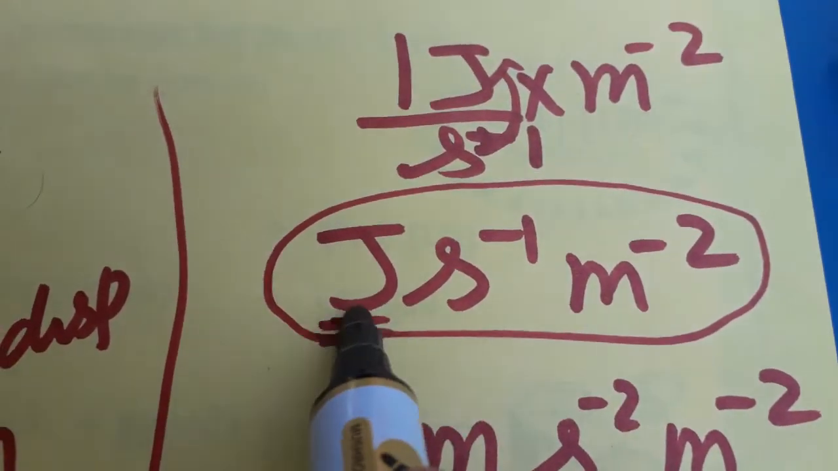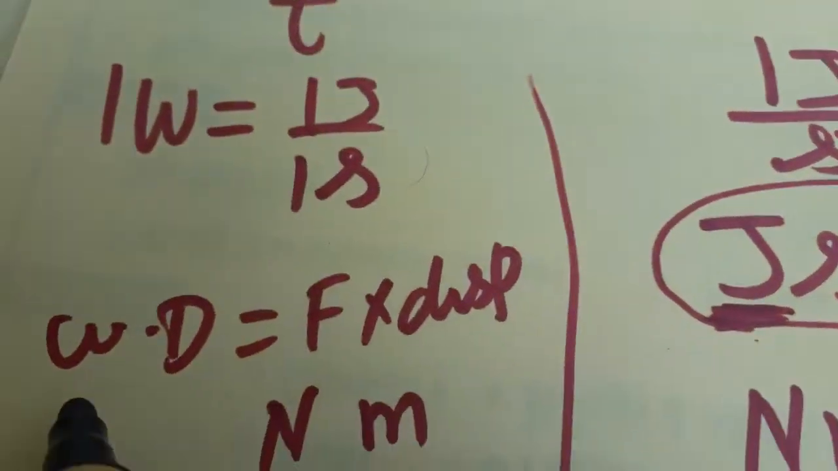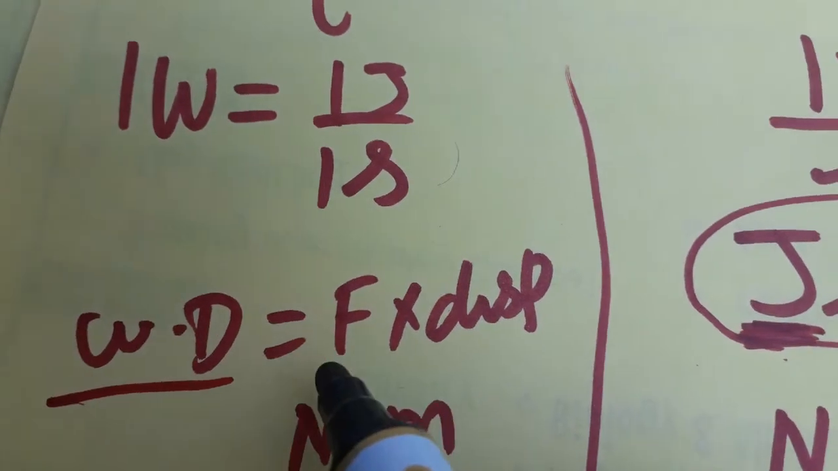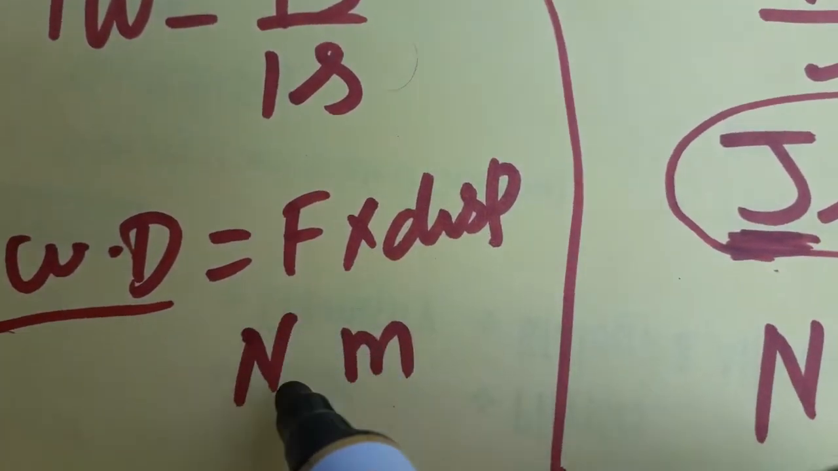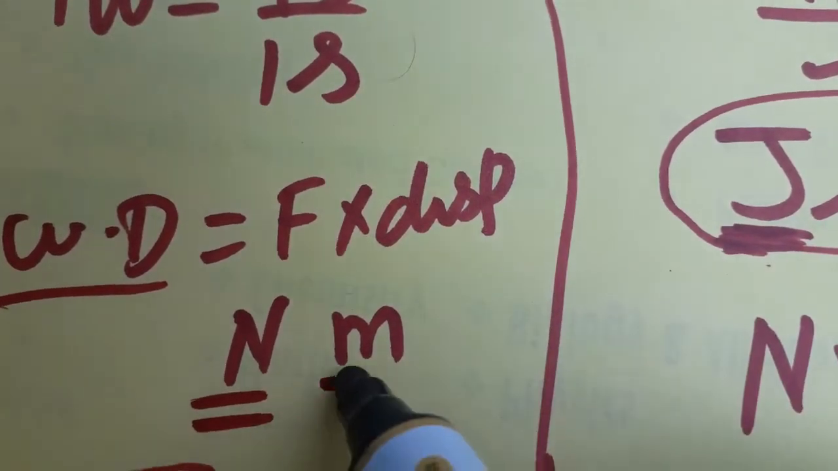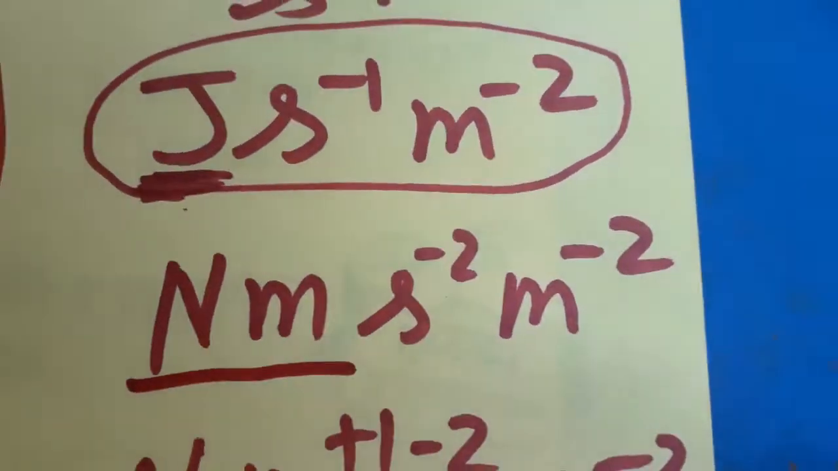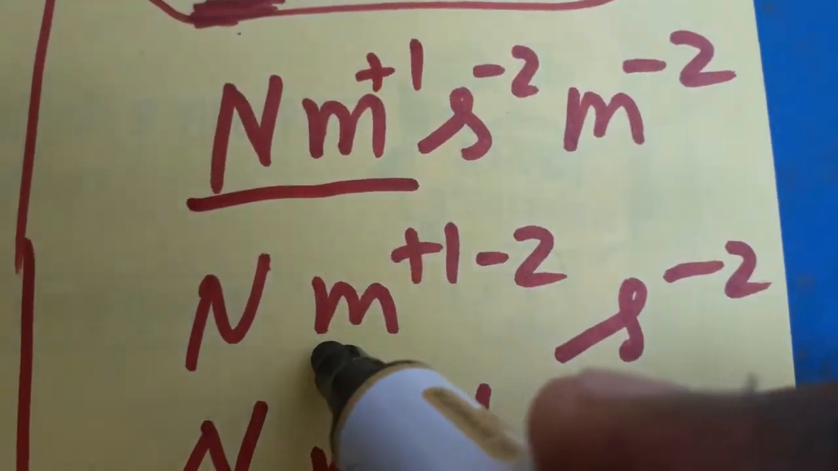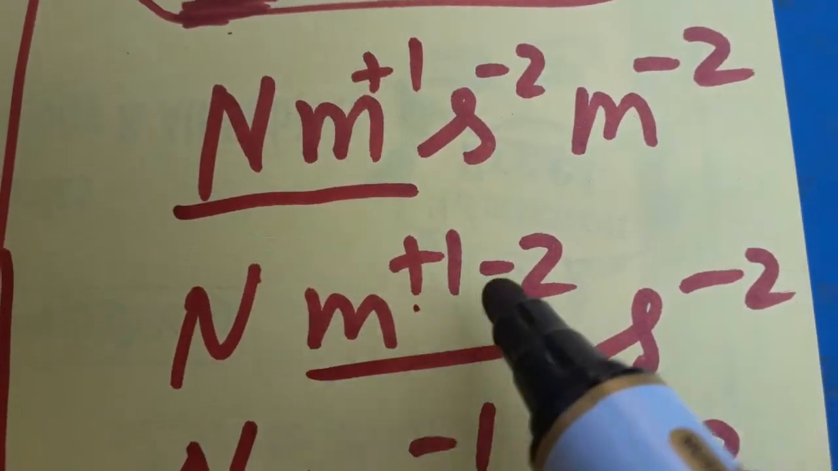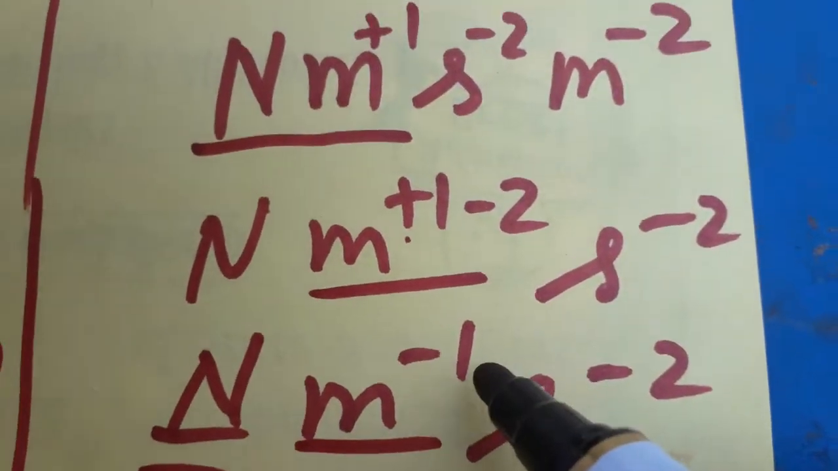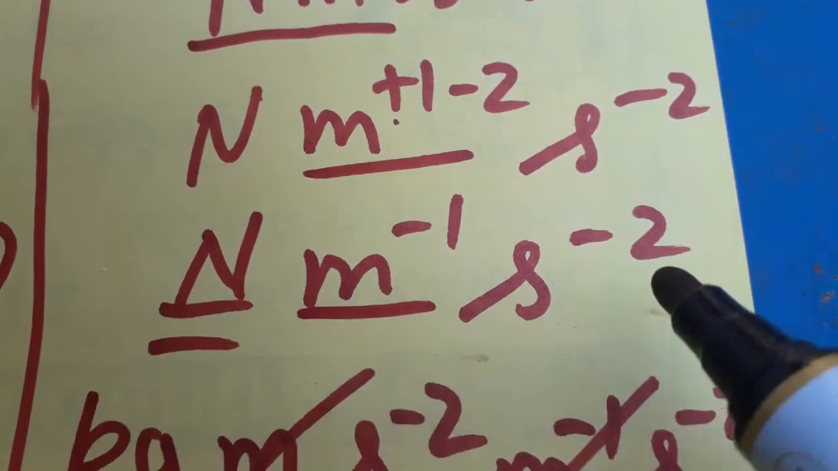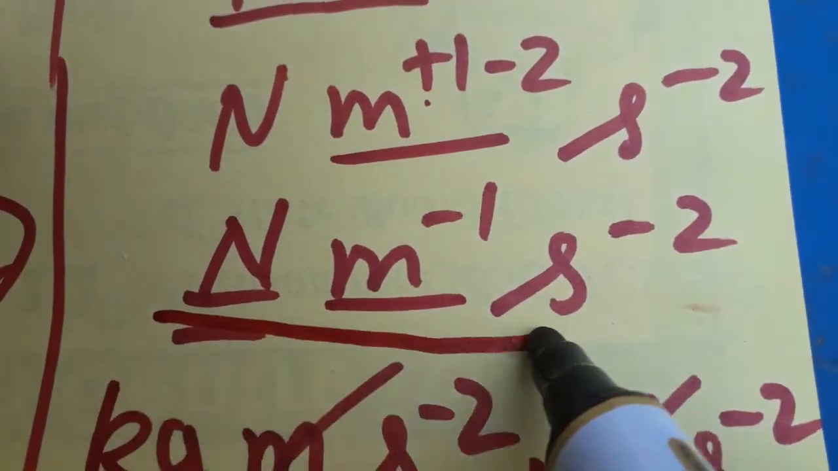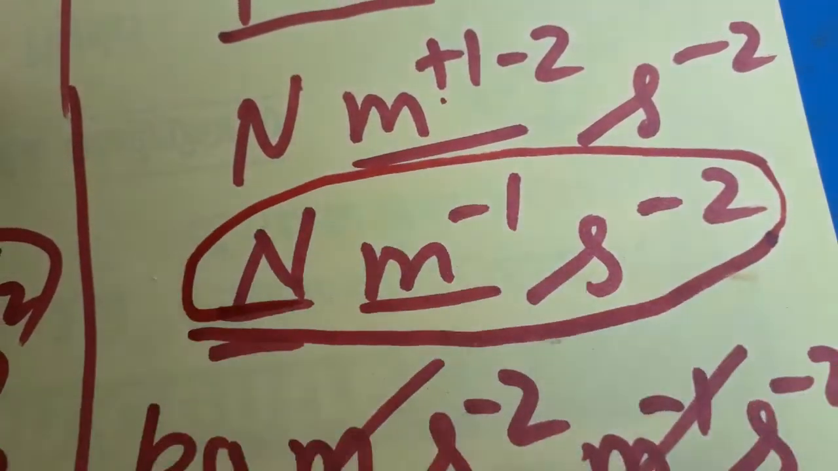Another thing, joule is the SI unit of energy. Energy is also called work done. Work done is equal to force into displacement. The SI unit of force is Newton, and the SI unit of displacement is meter. So Newton meter. Here plus 1, here minus 2, so the net value will be plus 1 minus 2, which gives meter minus 1. So Newton, meter minus 1, second minus 2 is another unit of emissive power.